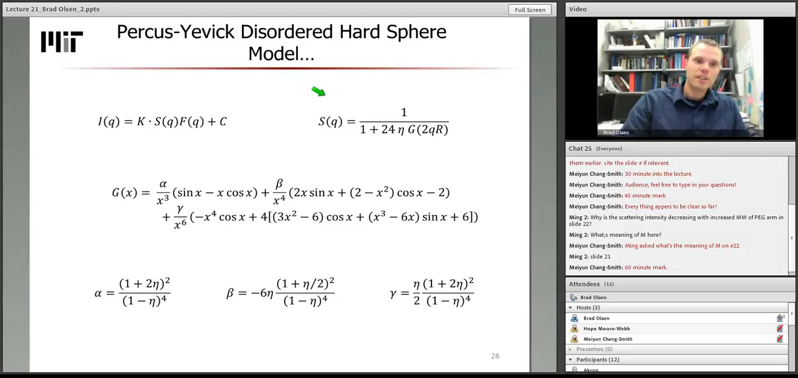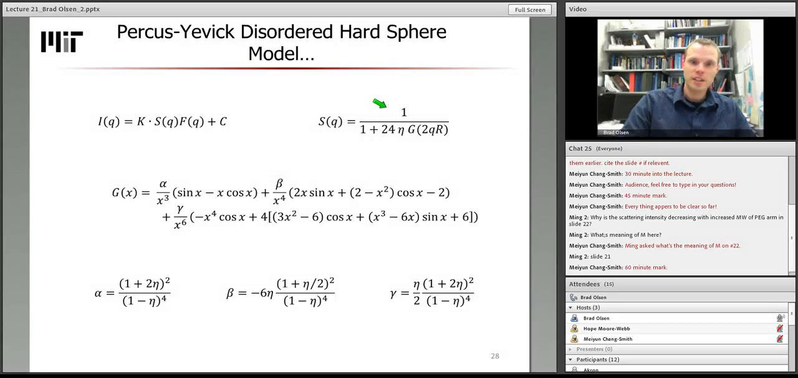So the scattered intensity is modeled as a prefactor, which includes factors such as the scattering contrast, a structure factor of the material, which comes from the Percus-Yevick S(Q), a form factor for the material, which is essentially a spherical form factor for the spheres in the system, and a constant factor C, which accounts for incoherent scattering from the material. So for the disordered hard sphere model, the Percus-Yevick equations are published, and so I show here the equation for the structure factor.